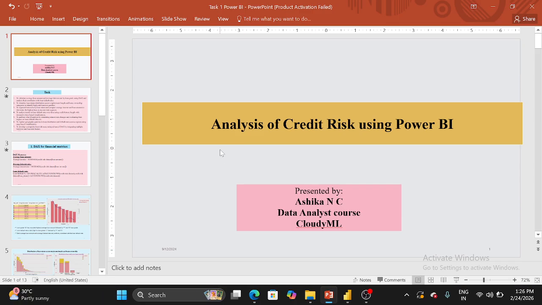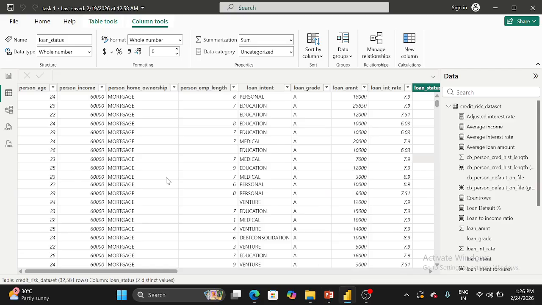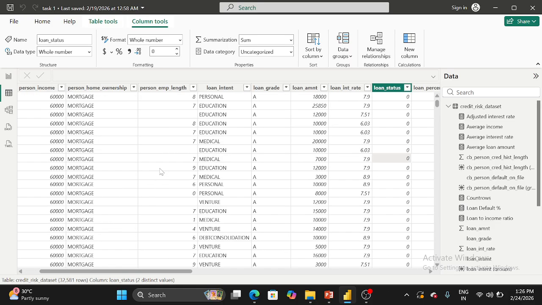Now I am going to present the analysis of credit risk using the Power BI tool. First, let's understand what the key columns in this credit risk dataset are. Here you can see it has information about the person's age, income, home ownership, and employment length.